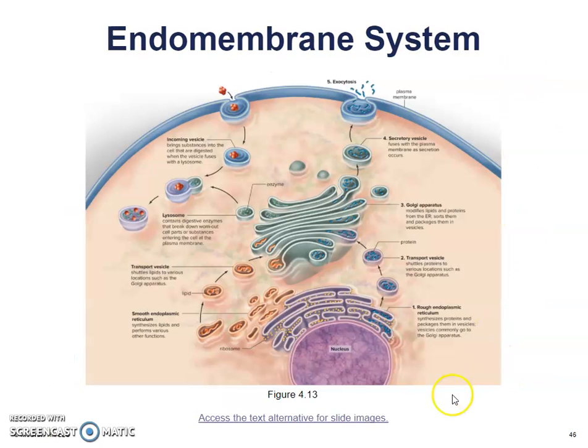And here we have a diagram showing all of the parts. Here we have the rough ER, the smooth ER, the vesicles going to the Golgi body or the Golgi apparatus, and then the vesicles being expelled.